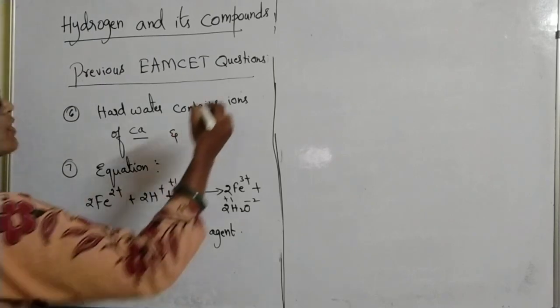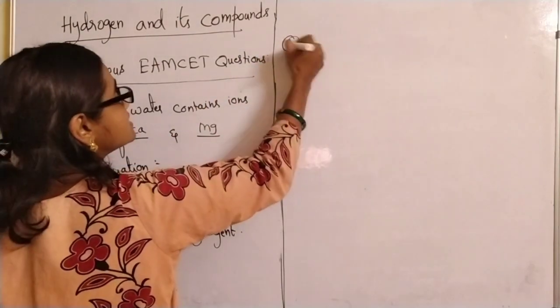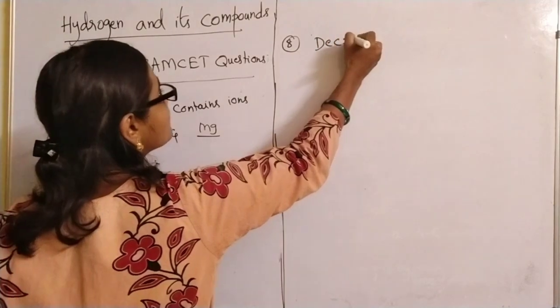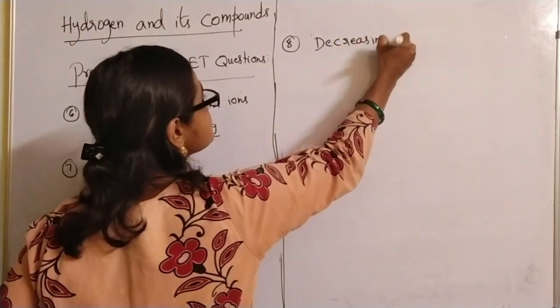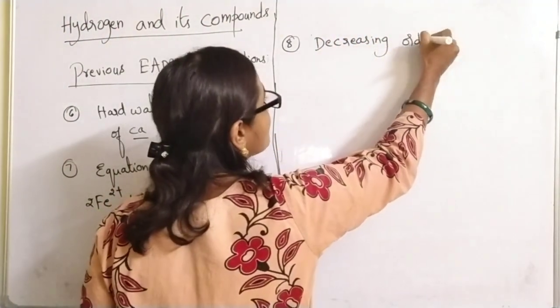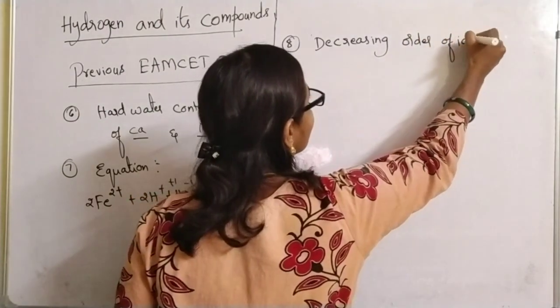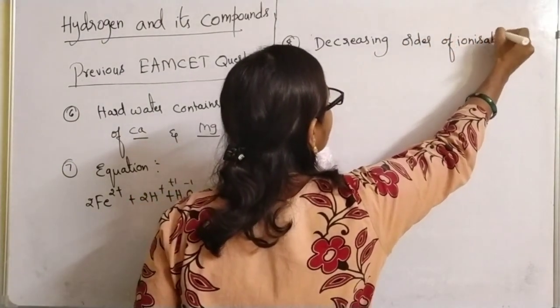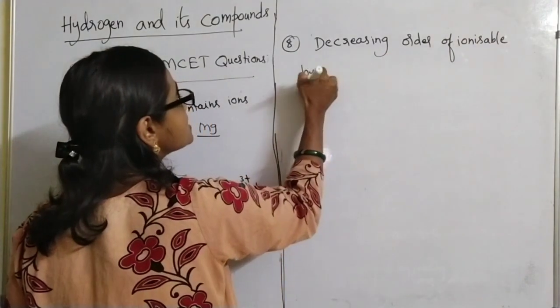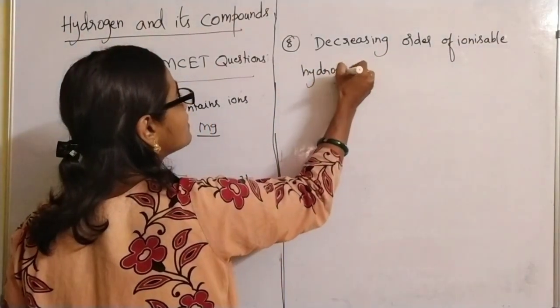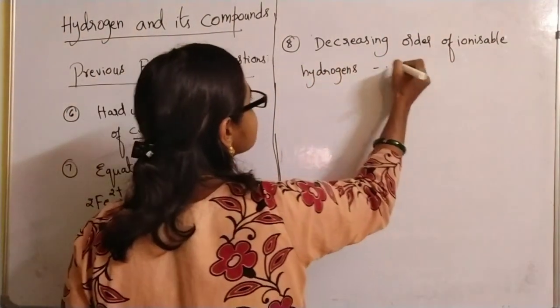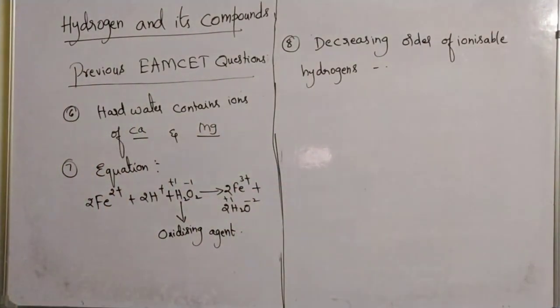Next, look at this question: decreasing order of ionizable hydrogen atoms. This is also a very important question. Decreasing order of ionizable hydrogens. What compounds are given? Check once.